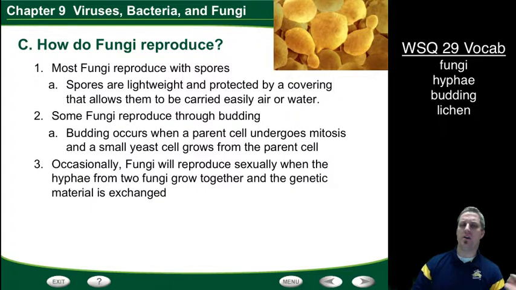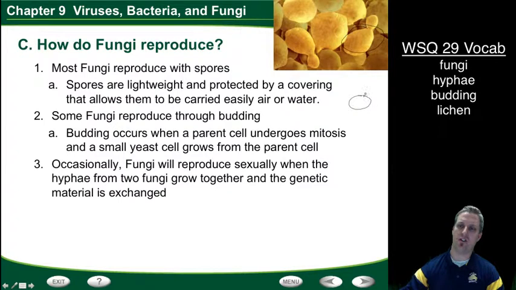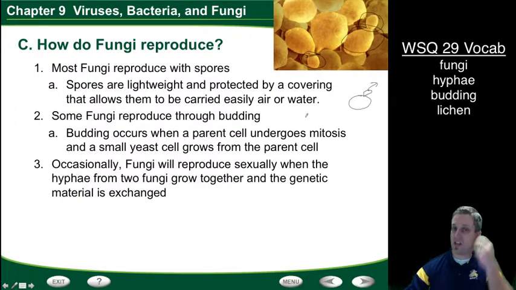Fungi can also reproduce through a process called budding, okay? Budding occurs when a parent cell actually undergoes mitosis, and the yeast cell will actually grow from the parent cell. So up here in this image, we have an example of budding. So you'd have like a standard yeast cell, like we see here, and then what you get is a little bud that grows out on that yeast cell. This right here and this one here, those will ultimately break off and they'll become new cells, okay? And that's a process called budding.